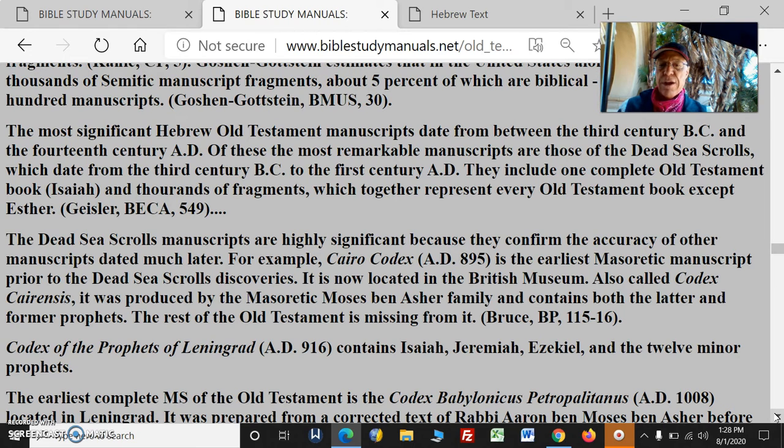So the Dead Sea Scrolls manuscripts are highly significant because they confirm the accuracy of other manuscripts dated much later. For example, the Cairo Codex is the earliest Masoretic manuscript prior to the Dead Sea Scrolls discoveries. It is now located in the British Museum. Also called Codex Cairensis, it was produced by the Masoretic Moses ben Asher family and contains both the latter and former prophets. The rest of the Old Testament is missing from it.